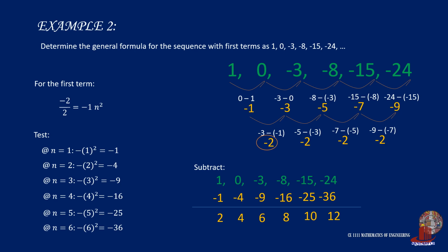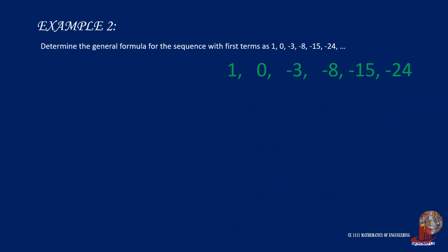Take the second difference of these values for the second term. That is 4 minus 2 is 2. 6 minus 4 is 2. 8 minus 6 is 2. 10 minus 8 is 2. And also 12 minus 10 is 2. Having them constant, we can now attach the variable n, making the second term of the formula 2n. At this point, we can combine the first two terms of the equation as negative n squared plus 2n.